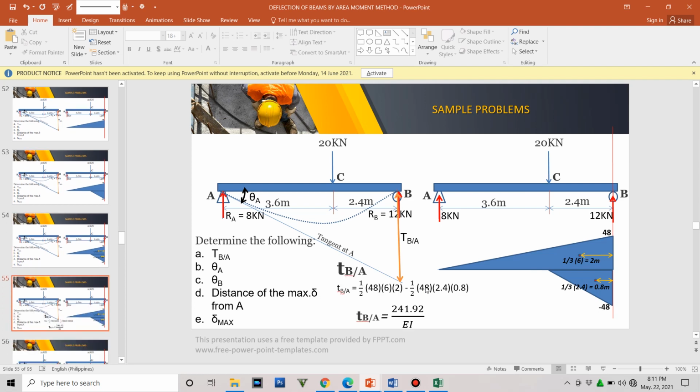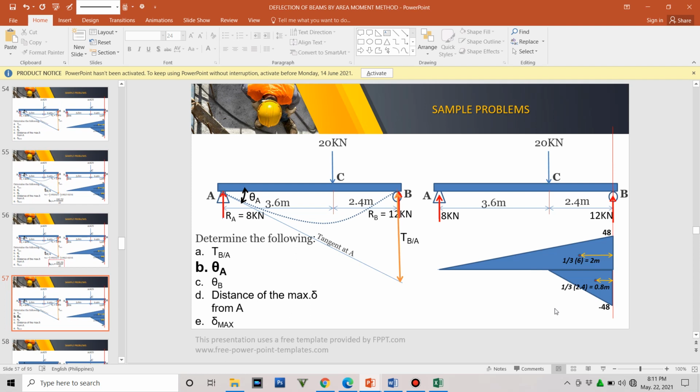So, we can readily compute for the deviation of B with respect to the tangent at A. So, 1/2 48 by 6, yung area nito, times dun sa distance niya, 2 meters. And then, minus 1/2 48 times 2.4 by yung distance niya from B, 0.8. Again, di ko nilagay yung EI dito, nilagay ko siya sa pinaka-answer. Kumbaga, yung over EI dito, ito na yung pinaka-apelido ng ating answer. Okay. So, deviation at B with respect to A is equal to 241.92 all over EI. So, this is the answer for letter A.